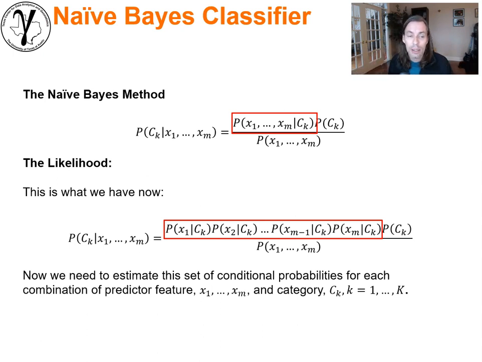That nasty joint conditional up at the top here now becomes this sequence of conditionals, very simple conditionals, x1 given the category, x2 given the category, through xm given the category. And then we still have our prior term there. All we have to do now is estimate a set of conditional probabilities, which aren't going to be too hard. We can get that from the data and we can get that done. And we can now calculate our posterior. This assumption of conditional independence is why we call this naive Bayes classifier. It's not just Bayes classifier, it's naive because of the assumption of conditional independence.